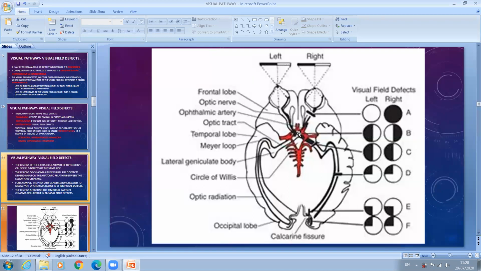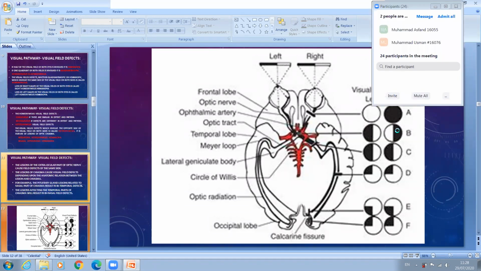If the chiasma is affected at the center in the nasal part, just like pituitary gland tumors or suprasellar tumors like craniopharyngioma, they are going to affect both temporal fields. This is what is called a heteronymous hemianopia. It is hemianopia because half of the field is affected, on both temporal sides. If both nasal sides are affected due to other diseases, this will be called bionasal hemianopia. This is bitemporal hemianopia, and this is bionasal hemianopia.